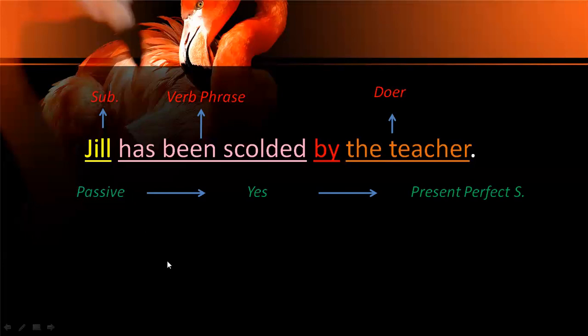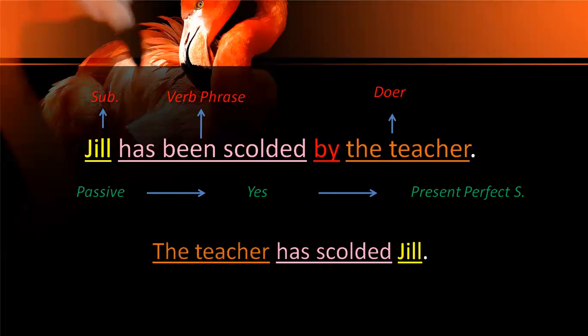Okay, then how does the sentence go? We begin with the teacher. It is the doer. Has scolded. As we said, it is a present perfect simple. So we go back to the original form of a present perfect simple: have or has, and the verb in form 3. So, has scolded. Why has, not have?